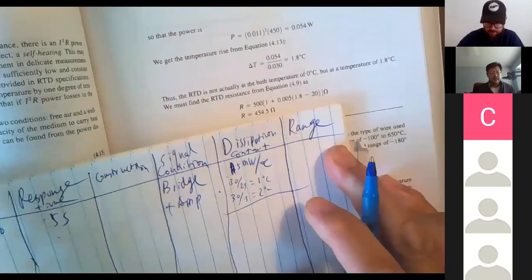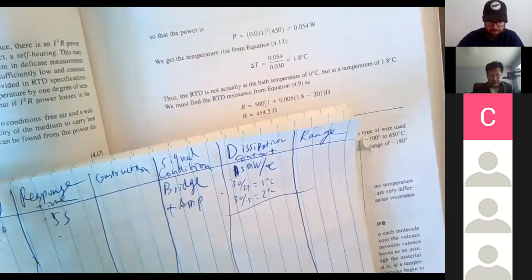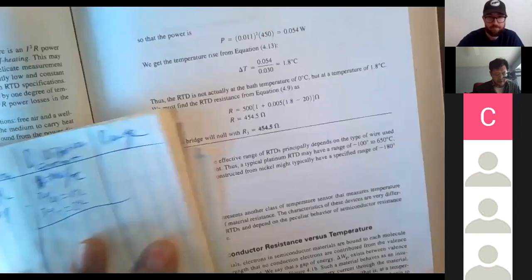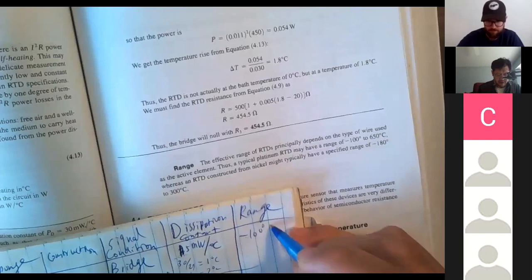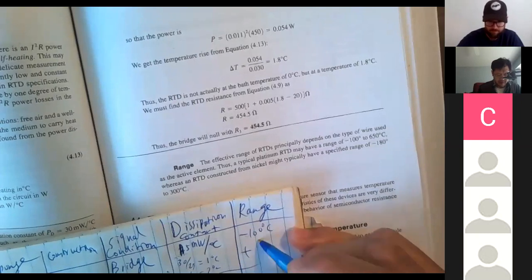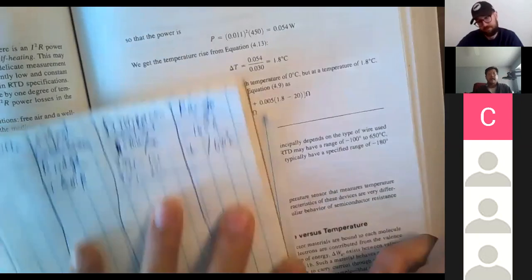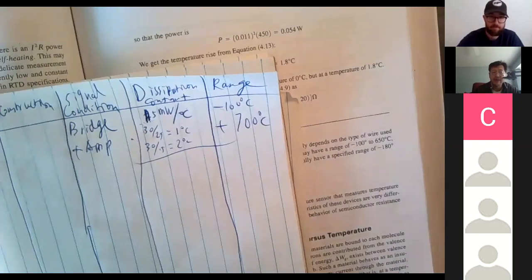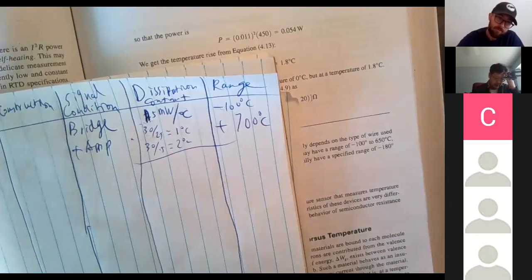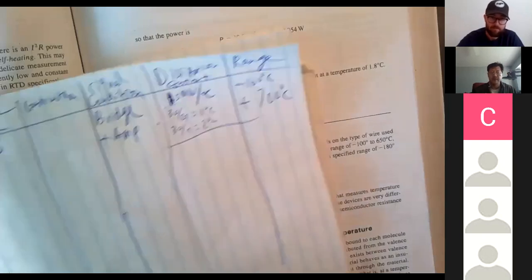So what is the range of this temperature sensor? It's 100 degrees, 100 degrees. So for example, negative 100 to positive 700. So that is probably the range of the temperature. So, what about above 700? Above 700 is too hot. That RTD probably will melt, become unstable. So less than 700 degrees Celsius.